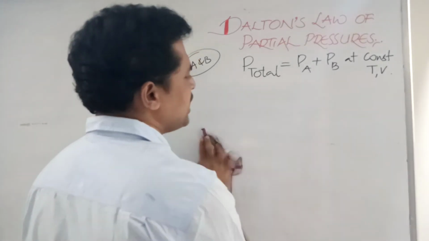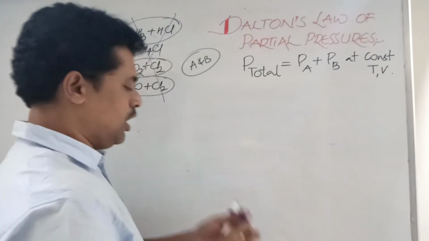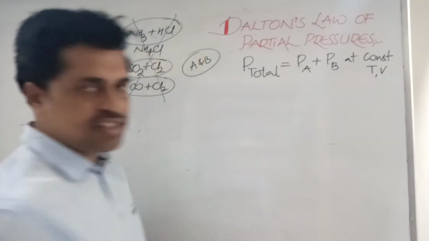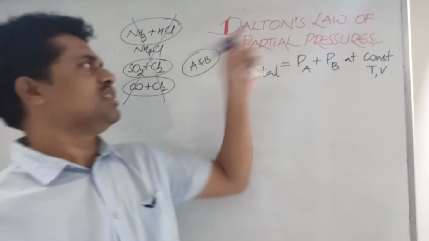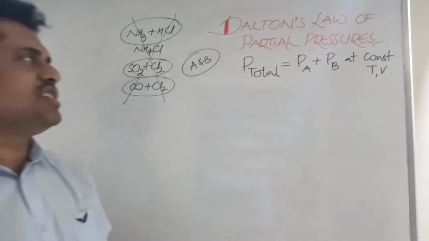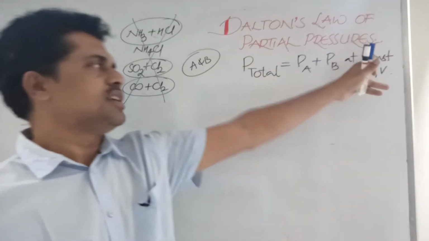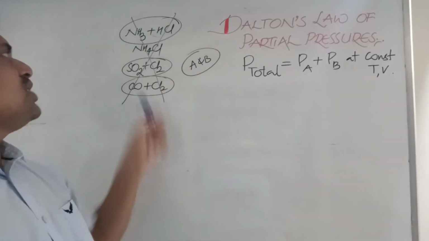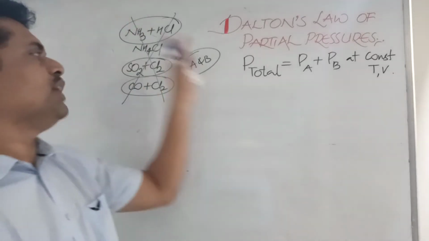So what we say here is the total pressure is equal to the sum of the individual pressures, or the sum of the partial pressures. That law is called Dalton's law of partial pressure. Conditions: constant temperature and volume. Second condition, non-reacting gaseous mixture. Such reacting mixtures are not allowed. We are not going to entertain them.